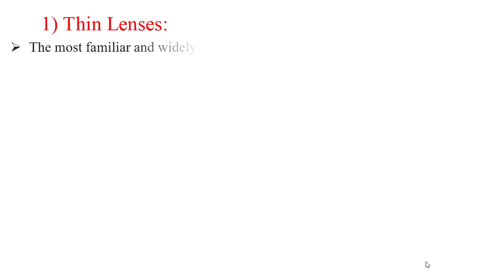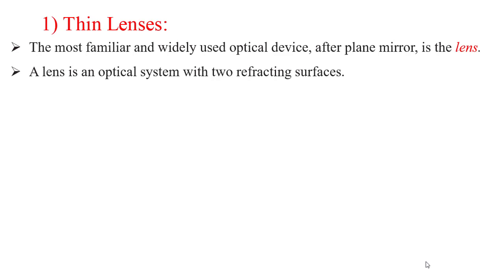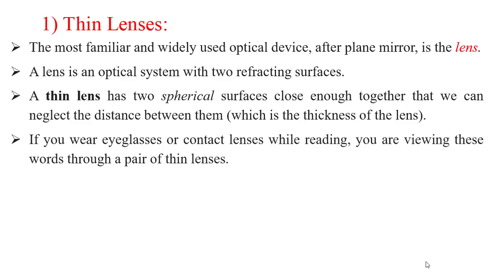Thin lenses. The most familiar and widely used optical device after plane mirrors is the lens. A lens is an optical system with two refracting surfaces. A thin lens has two spherical surfaces, close enough together that we can neglect the distance between them, which is, of course, the thickness of the lens. If you wear eyeglasses or contact lenses while reading, you are viewing this world through a pair of thin lenses.